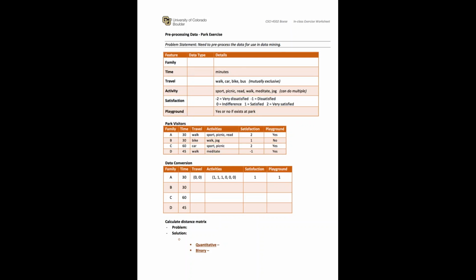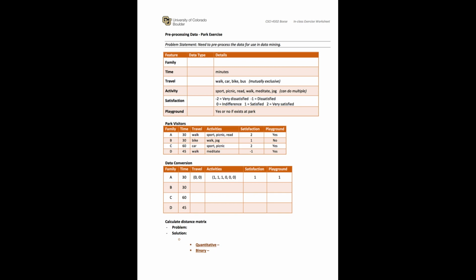This example is for practice with pre-processing the data based on some park survey data, to give us an example of going through a bunch of the stuff that we want to practice. In this example, we have different features, the data type that we want to identify, and then details about this. This was a survey done at a park to see if people would come back again, if they were satisfied, how they got there, things like that.